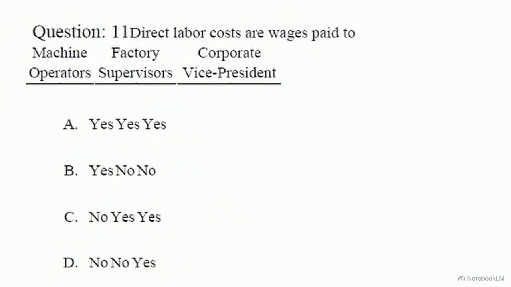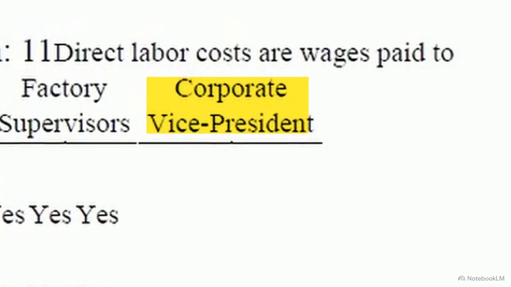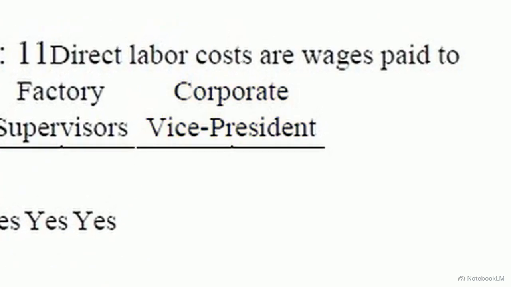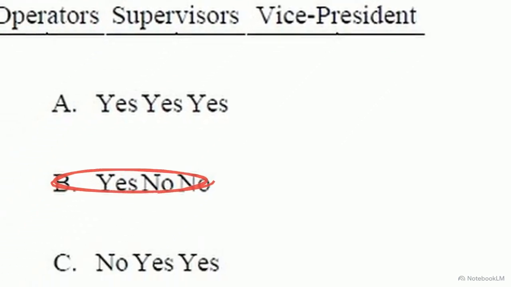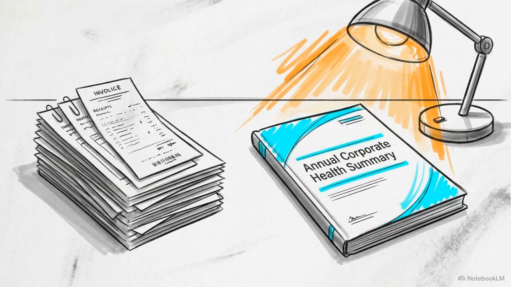The classification is no. The corporate vice president operates outside the factory environment entirely. This salary is an administrative period cost. It is excluded from both manufacturing and direct labor. The classification is no. This sequence confirms that option B, yes, no, no, is the only functionally sound answer. By maintaining these strict boundaries of traceability and timing, financial professionals transform raw data into a reliable map of corporate health.